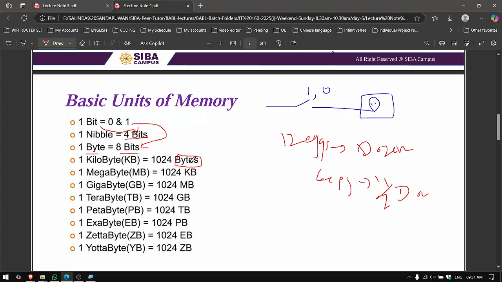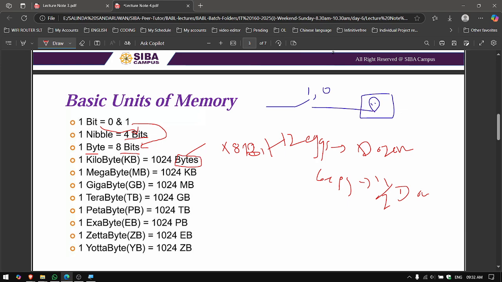So here, how many bits are there? 1 byte is 8 bits. So this should be multiplied by 8, and then we will get the bit count. Here 1025 bytes, and a byte equals 8 bits.